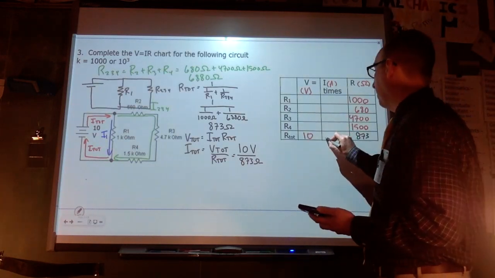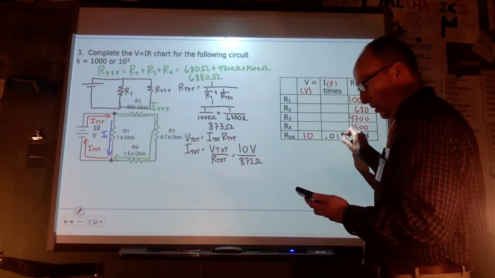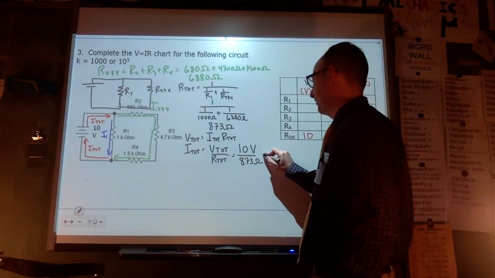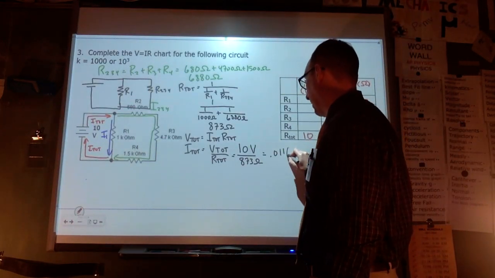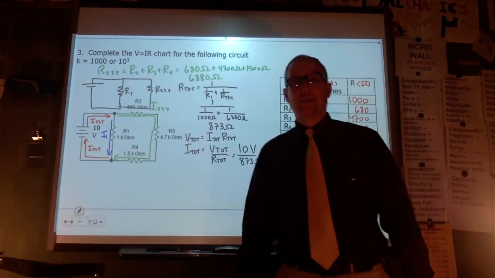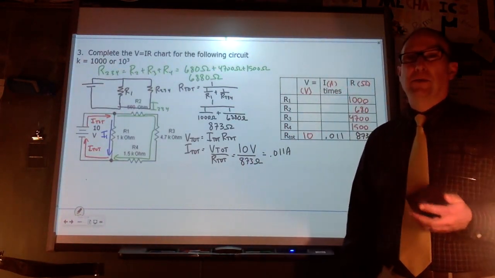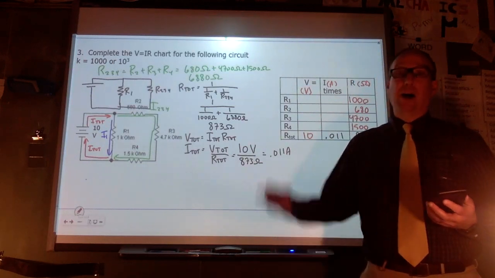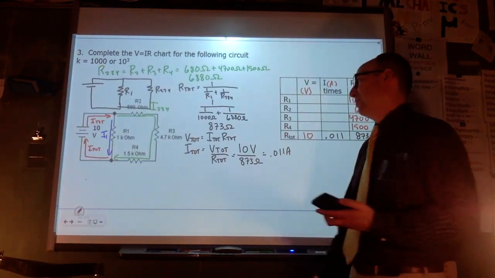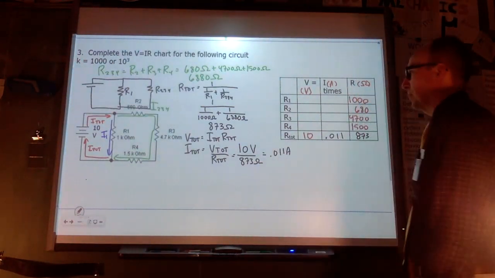And I have 0.011 amperes. Now this did have some rounding in it because it was 0.01145, which is close to being rounded up to 0.012. So I wouldn't expect our last one to figure out.